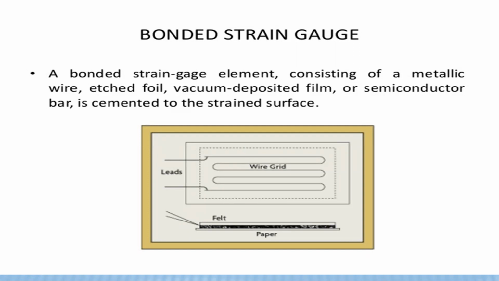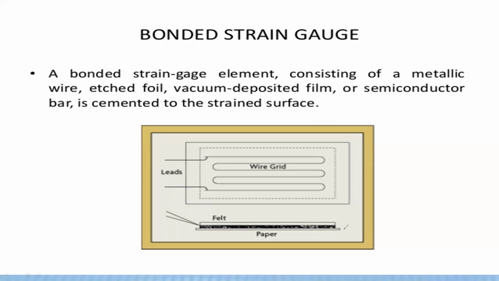So in that, leads are connected to the Wheatstone bridge circuit, and etched foil is placed in that strain gauge, and the vacuum deposited film is also placed in that strain gauge. It is working as a semiconductor device. It is cemented to the strained surface. So it is placed on the strained surface. Whenever we apply the loads on that paper, you can see it is the paper. So the strain gauge is felt on the paper.